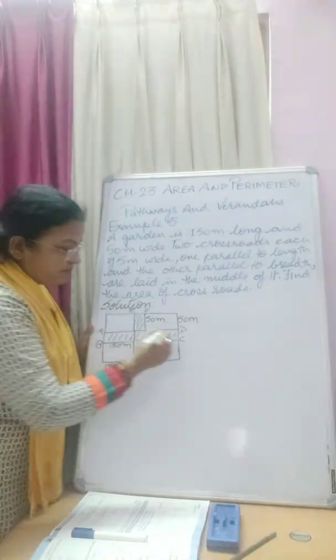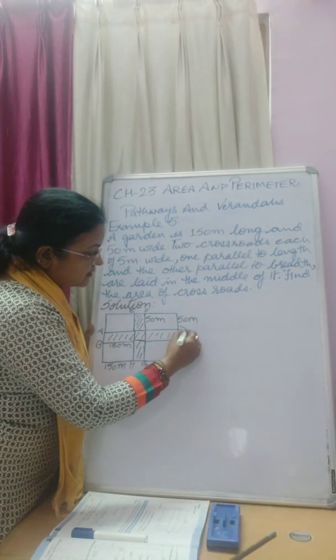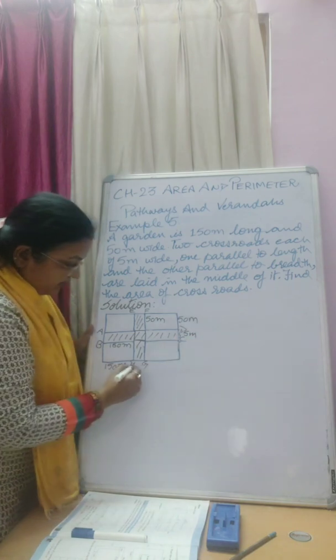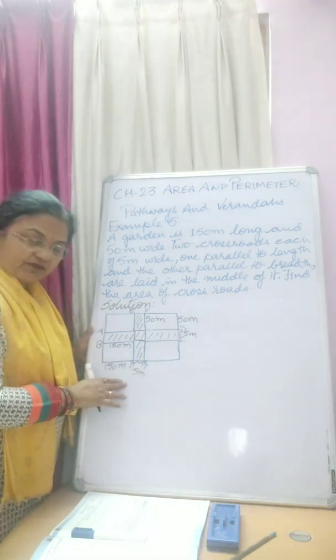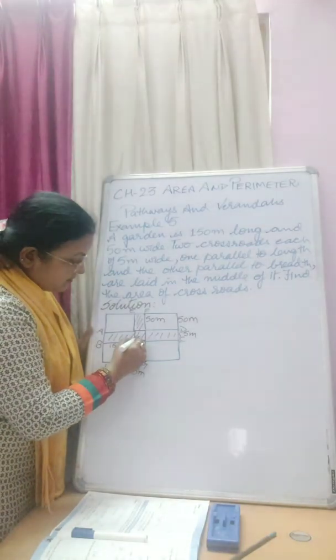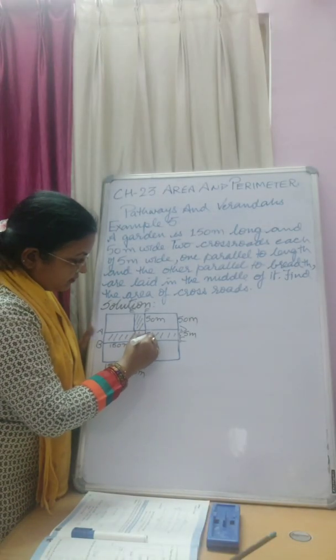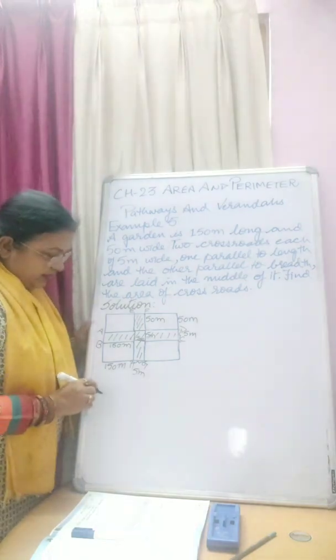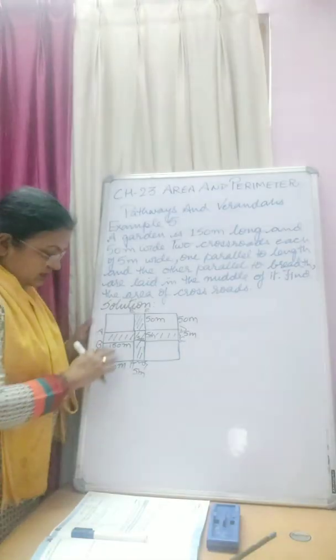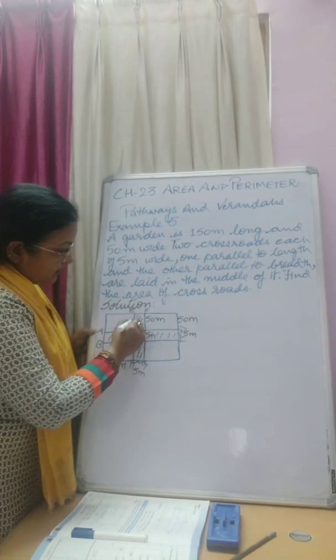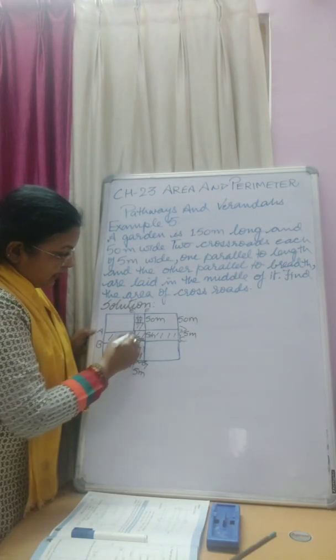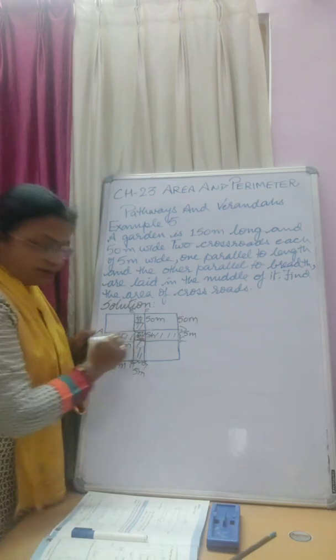Why is it a square? Because the width of the crossroad is 5 meter everywhere. So this is also 5 meter, this is also 5 meter. So it is a square. Now we have three figures. One rectangle, this is 1. Then another rectangle, 2. And then we have a square.